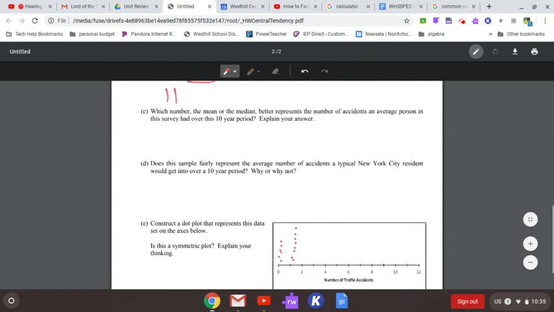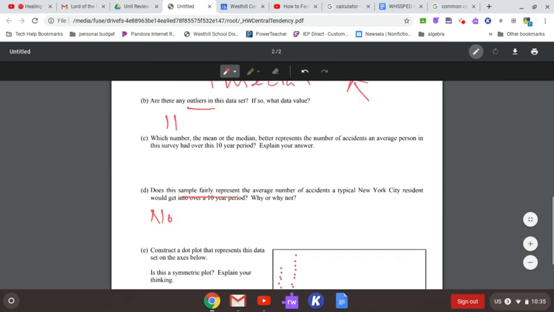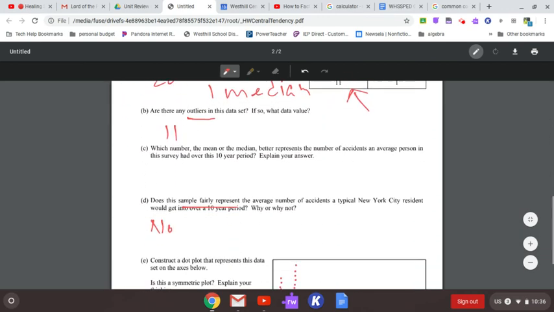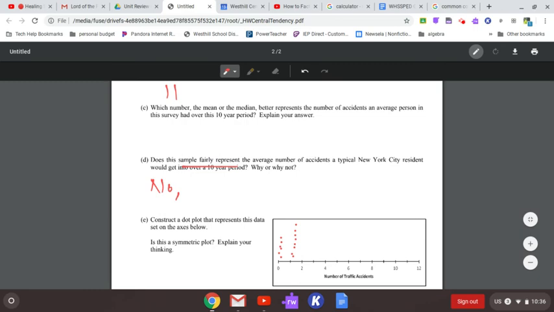So if we look at D, does this sample fairly represent? Is this a fair sample? I would say no, because if you look at where they were, they're in a subway station. If they're taking the subway, they most likely might not even have a car or don't drive cars all that much. So they're not actually getting a fair representation because it's a subway station. It's people that probably use the subway on a daily basis rather than driving their car.